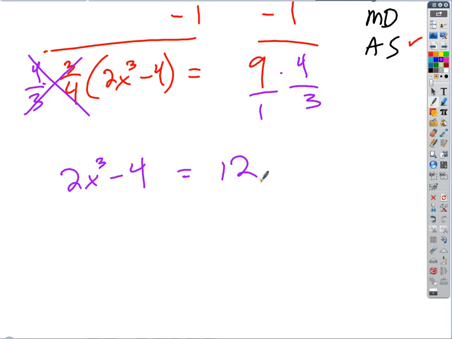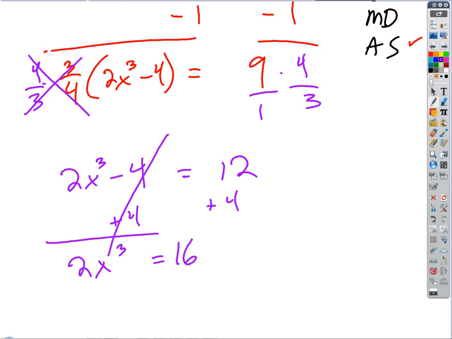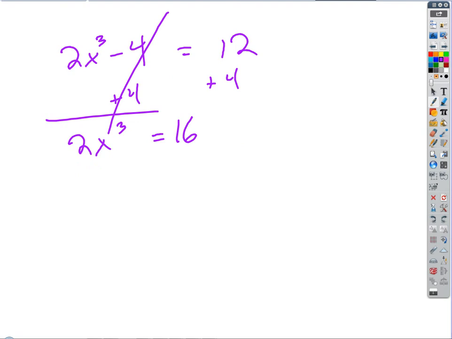Okay, so now that we're inside the parentheses, we start all over again. Start at the bottom, work our way up, so we have to undo subtracting 4, add 4. What's that give us over here? Well, 2x cubed on this side? 16. Okay, now what? Okay, good. We did addition. Now multiplication comes next. Multiplication and division. We got to undo the multiplication by dividing. Gone, right? X cubed equals 8.